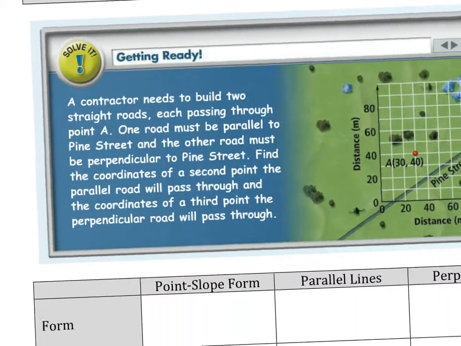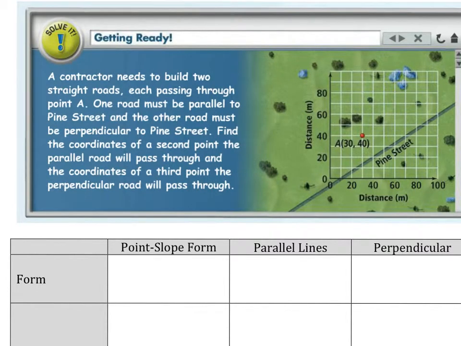So looking down here as we get ready, a contractor needs to build two straight roads, each passing through point A. So here's point A over here at 30, 40. One road must be parallel to Pine Street. In Southern California, most of the streets are perpendicular and parallel to each other, so it makes sense here. So we need to find this street here that goes along there, and we want to find this street here that goes along this. And for whatever reason, it's got to pass through this point.